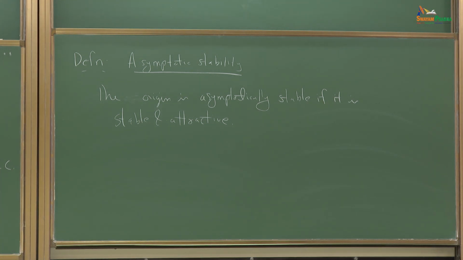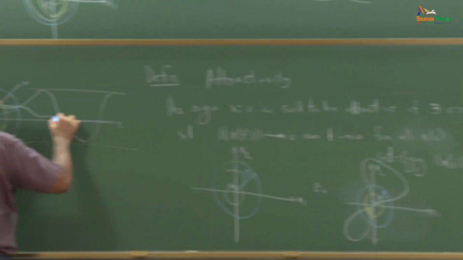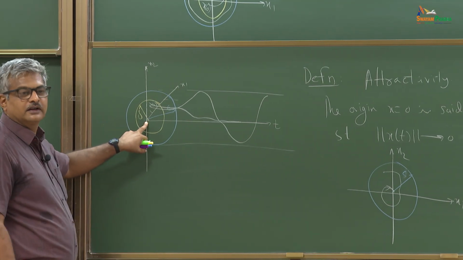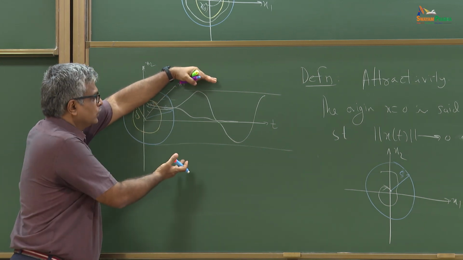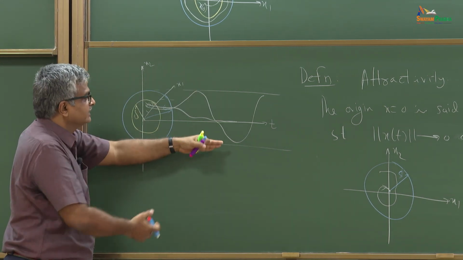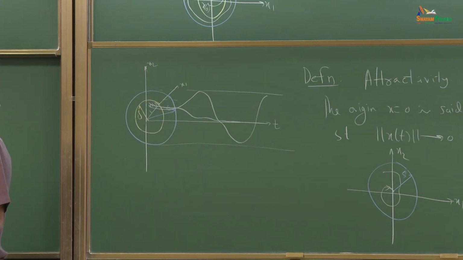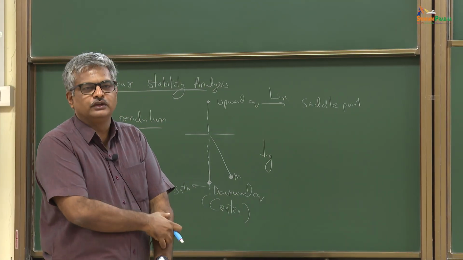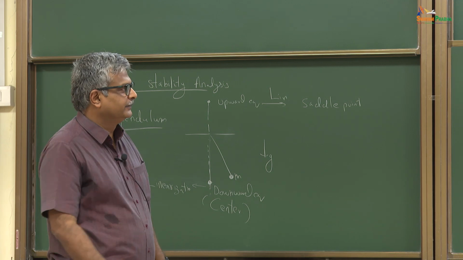Now you not only require it to stay in the vicinity of the equilibrium point if perturbed, but eventually you should also go to the equilibrium point. So in this figure, it will look like this. Maybe you start somewhere, and eventually you will go to the origin. You are not only trapped in the epsilon ball, but much stronger, you actually converge to the origin. So stability plus attractivity gives you asymptotic stability, right?